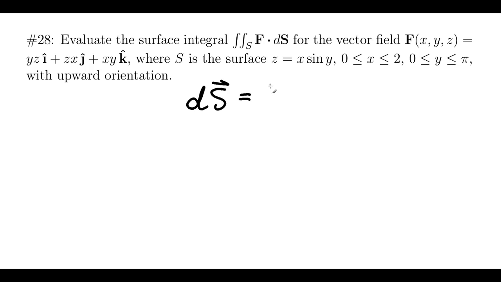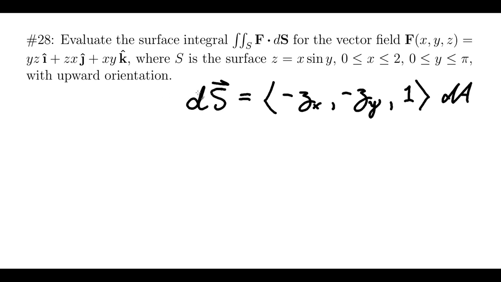It's hard to describe. But this we can define as being negative partial of z by x, negative partial of z by y, and 1. That vector there, with a dA to handle the differential part of that. So this is a little bit smaller and more compact. Notice that with this expression, if we were to take the magnitude of that, we'd have the square root of z by x squared plus z by y squared plus 1 squared, and that whole square root times dA is the expression I gave for dS, the differential surface area. So this actually works out pretty nicely here.